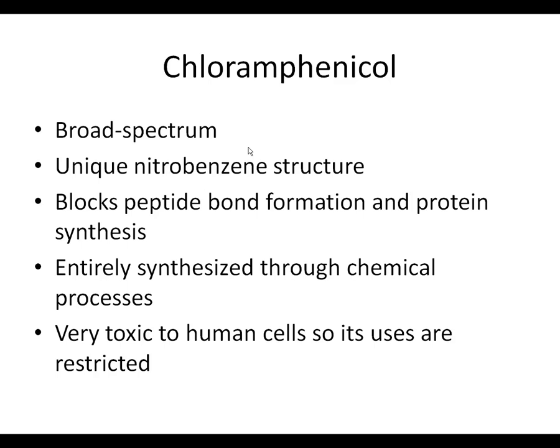Basically what it does is it blocks peptide formation. It binds to that 50S ribosome, and it blocks that peptide bond from being formed between the two amino acids during protein synthesis. This is an entirely synthesized antibiotic. There is nothing natural about it. It is a chemical process. Benzene is certainly not a naturally occurring molecule, so this is going to be one of those that is made in the laboratory.